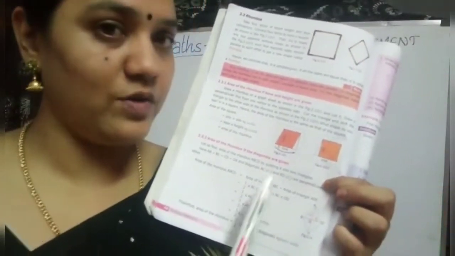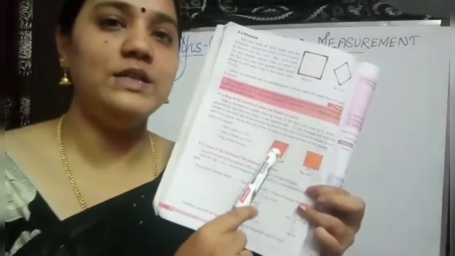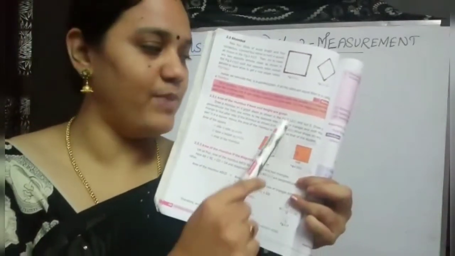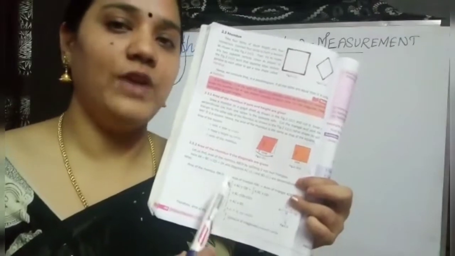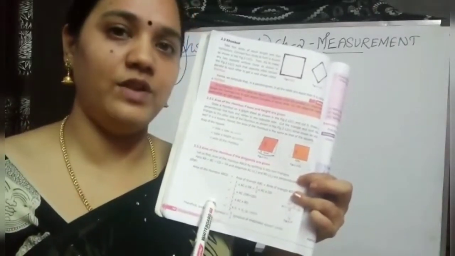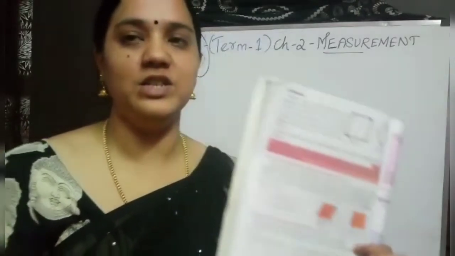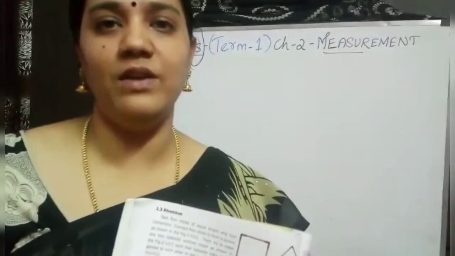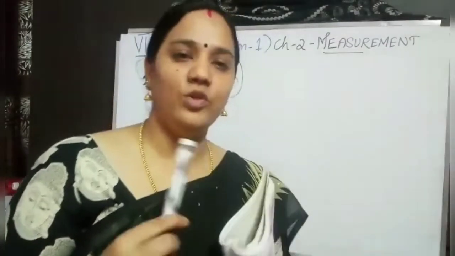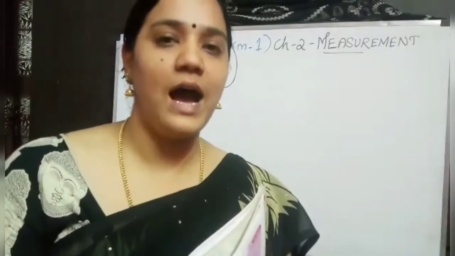Are you clear now? We have 2 formulas for finding the area of the rhombus. One is base into height square units if base and height are given. If diagonals are given, we can use this formula: area of the rhombus is equal to half into d1 into d2. So keep it in mind, children. If base and height are given, use b into h, and if diagonals are given, use half into d1 into d2.